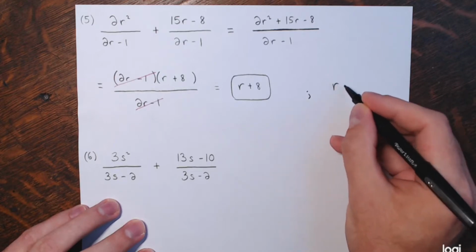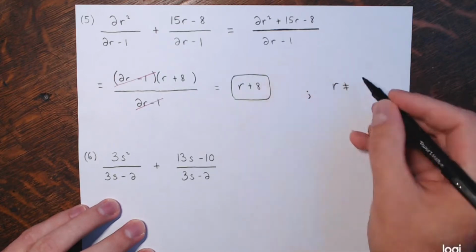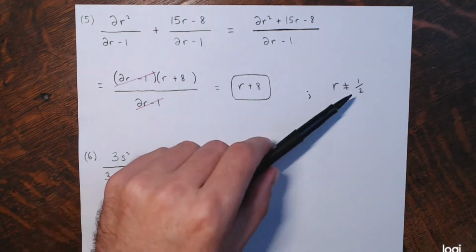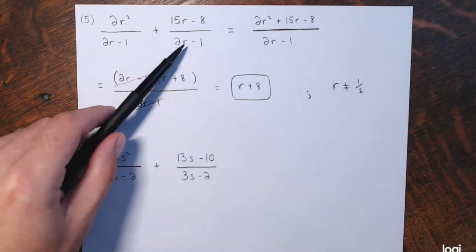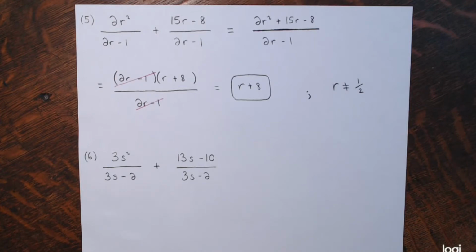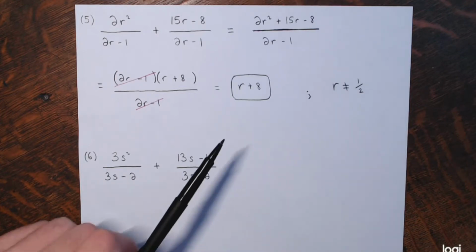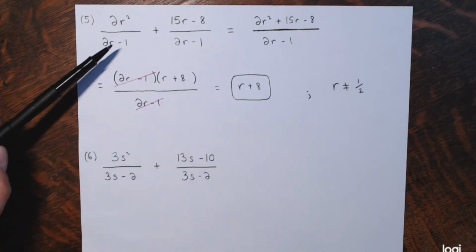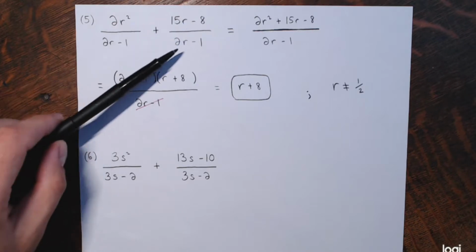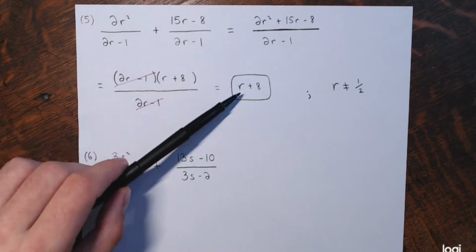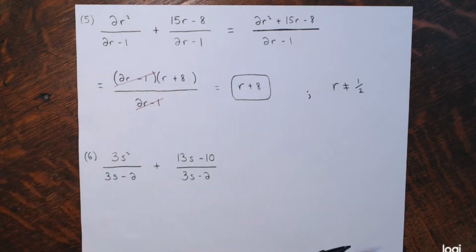So off to the side, r cannot be a half. Because if I replace r with a half, the denominators would be 0 throughout this problem. You can't have a denominator of 0. But if you want, replace r with any number but a half. If you replace r with any other number, the value of this sum in the beginning should be exactly the same as the value of r plus 8.